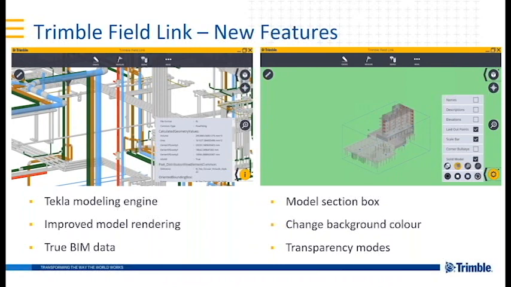So if you were to select an object, it's going to tell you what that object is, providing that information was there in the original model, which is great. We've also got some different views as well, so you can do a section box, and you can change the transparency. But these are small features that we've added, but they make it a lot nicer when you're using it.